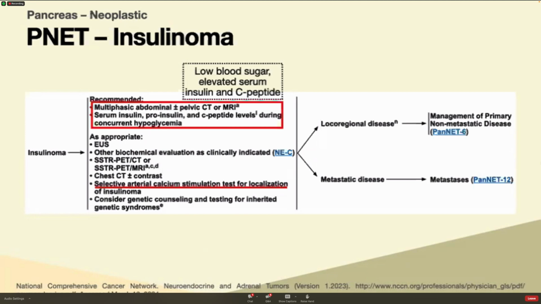So other imaging studies that can be requested if needed are EUS, then delta T PET, chest CT. Since the lesions are usually small but symptomatic, sometimes it is still difficult to identify the location of the lesion, even with the multiple imaging modalities. So one option is to do selective arterial calcium stimulation test to localize the lesion.